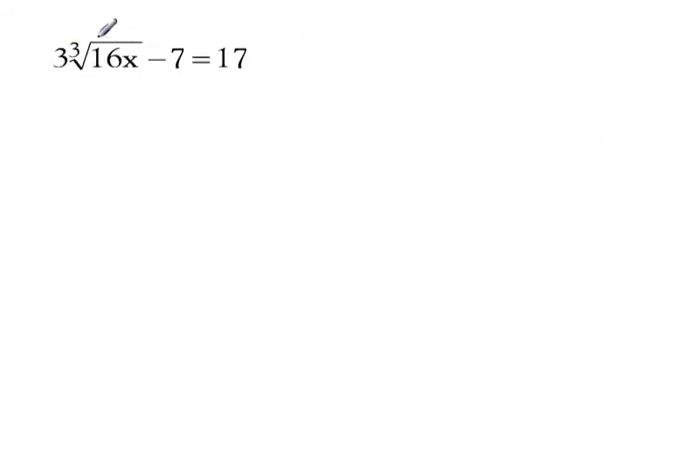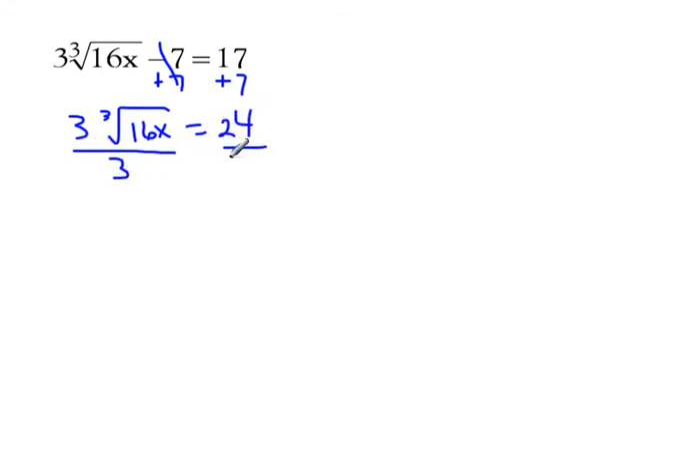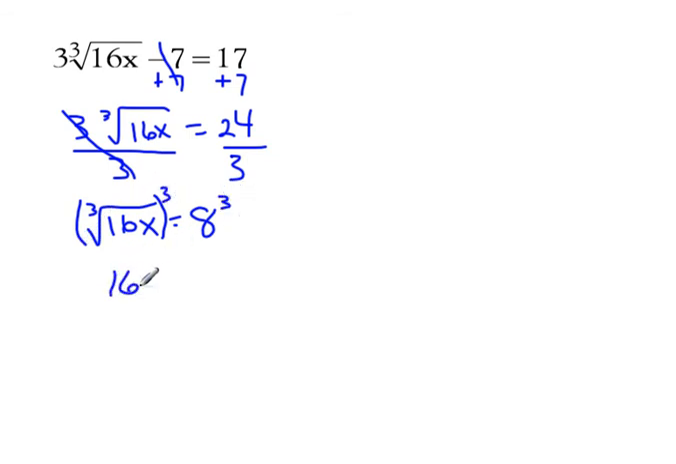Again, get the cubed root by itself. So I'm going to start by adding 7. So I have 3 cubed root 16x, these are gone, equals 24. Now we still need to divide both sides by 3. Okay, so those factor out. I have the cubed root of 16x equals 8. In order to get rid of the cubed root, we cube both sides. So I end up with 16x equals 512.